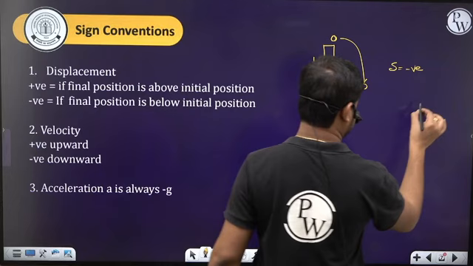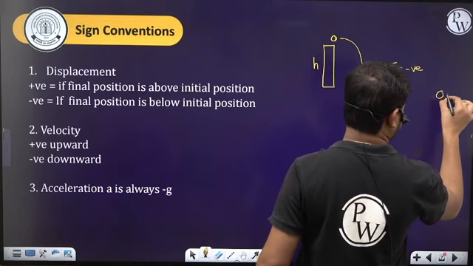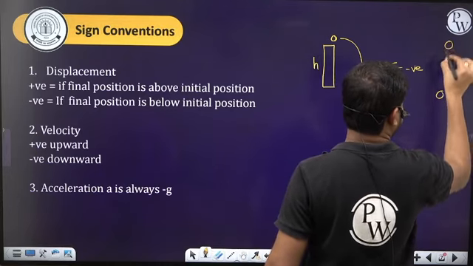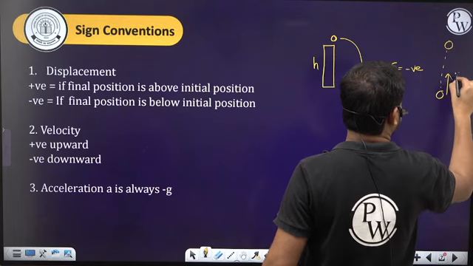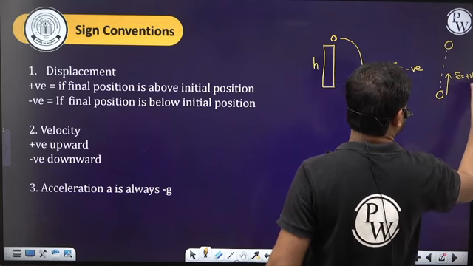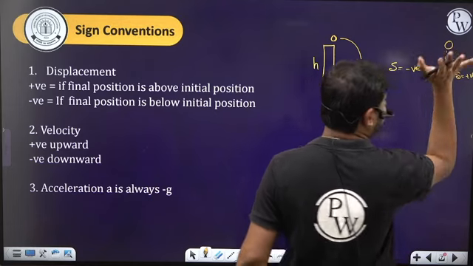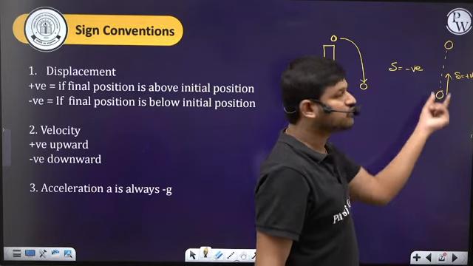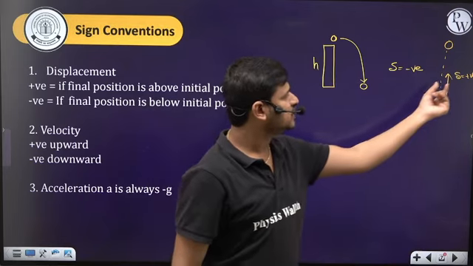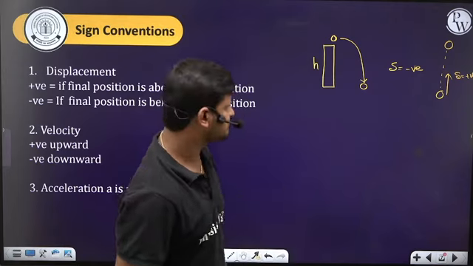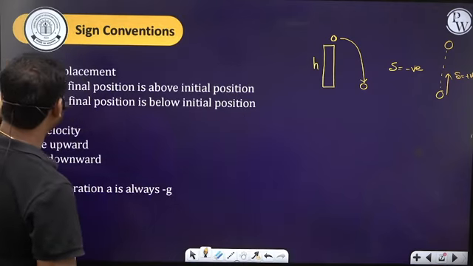Or else, let's suppose you throw an object upwards and it reaches here. In this case the displacement will be taken as positive, because the initial position is here, the final position is here, and the final position is above the initial position. So S is equal to positive, you can take. Understood? So that is related to displacement.